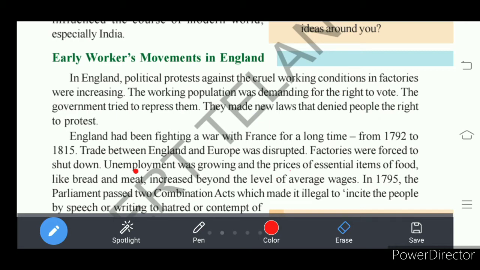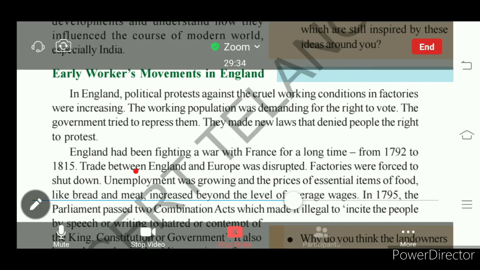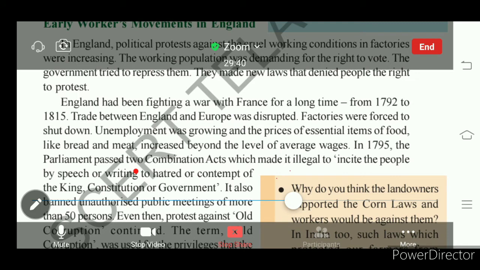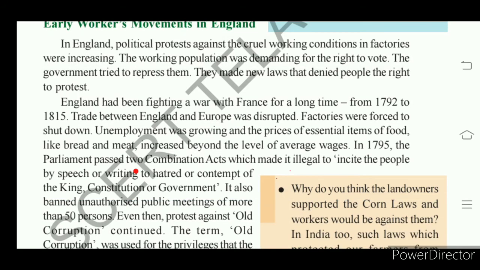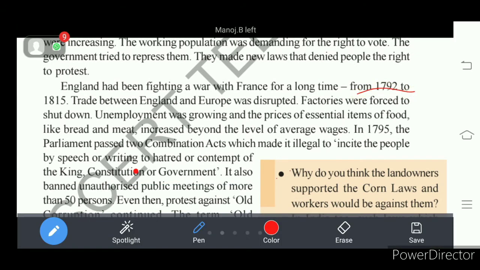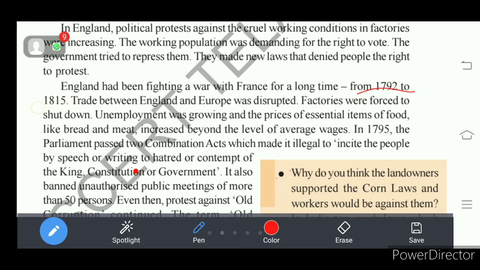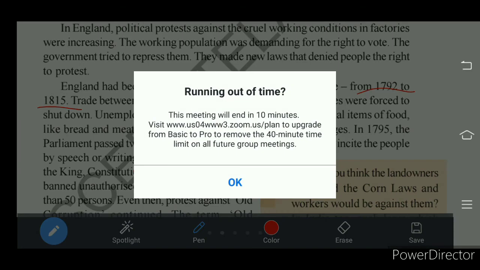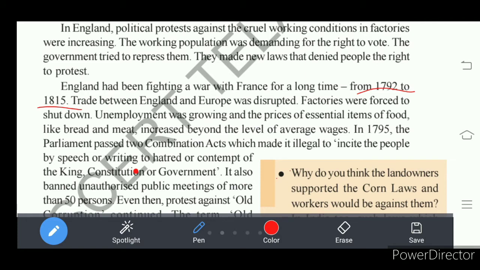So such laws were passed by the government. Okay. Especially we see that England was busy in war with France. Understand? It was a war time between France and England from 1792 to 1815. There was a continuous war between England and France. They wanted to get supremacy on the trade. So to get supremacy on the trade, France and England entered into the war. So due to this war, their trade was disrupted.